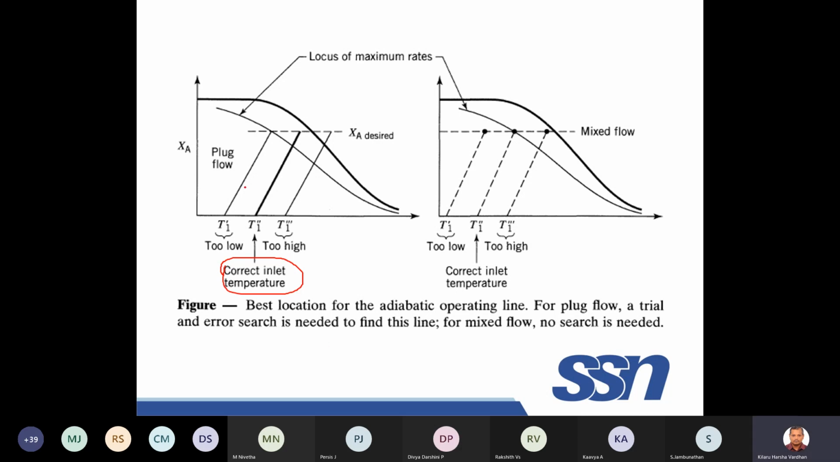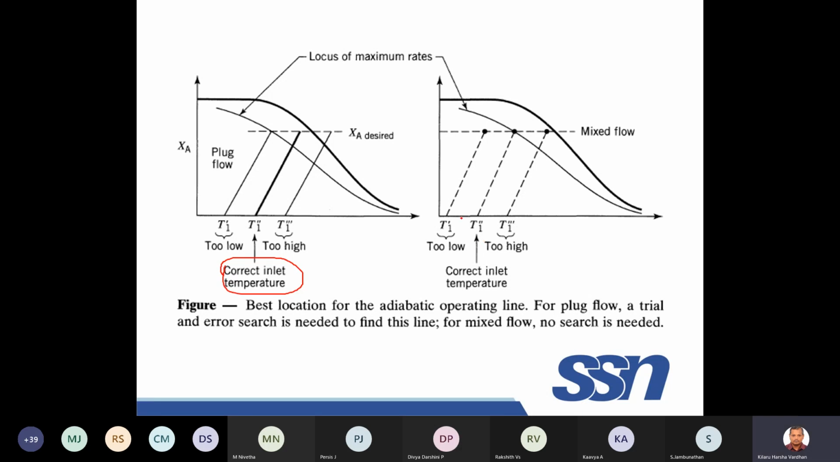Here, this is the exact temperature. If you go towards your left side, then your V by F naught will be less, and towards your right, your V by F naught will be more. But again, how you fix it is by trial and error. That is for a plug flow, right? Very important. For a mixed flow, it's not like a trial and error.